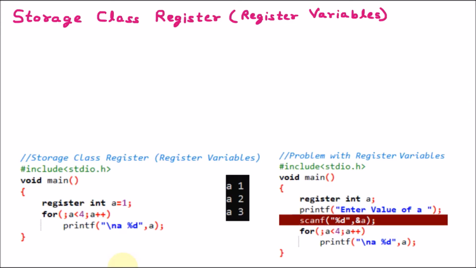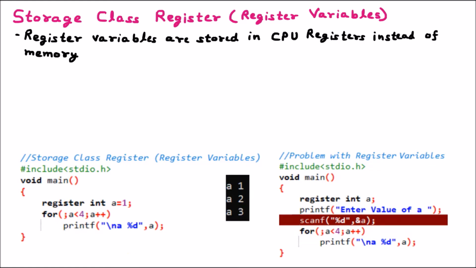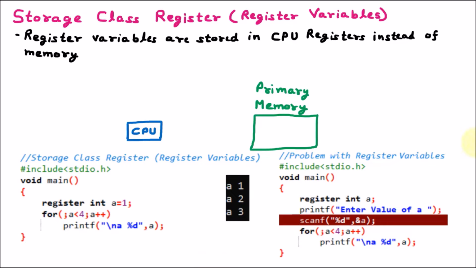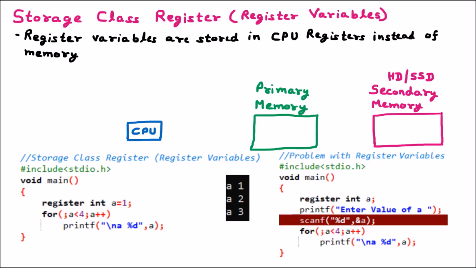If we talk about the storage class register, or the register variable, register variables are stored in the CPU registers instead of memory. To understand that, we are taking a diagram here. Let us suppose that we have the CPU, then the primary memory, then secondary memory. We know that secondary memory means hard drive, and today we have the solid state drive, which is the SSD. And these have bulk memory.